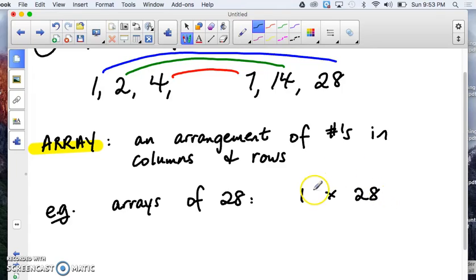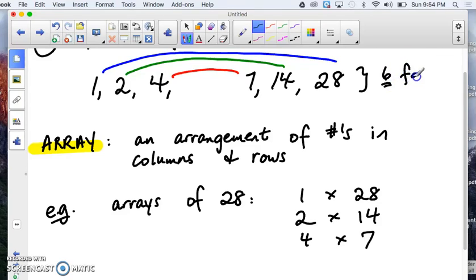Now another flipped arrangement of this would be 28 by 1, but it would still be considered the same array. Another array of 28 would be 2 and 14. And another array of 28, you can probably guess what the final one is. It would be 4 by 7. So if you look at what an array is, it's talking about the pairs of factors. So think to yourself, how many arrays of 28 are there? There are actually 6 factors of 28, and I should jot that down here. There are 6 factors of 28.